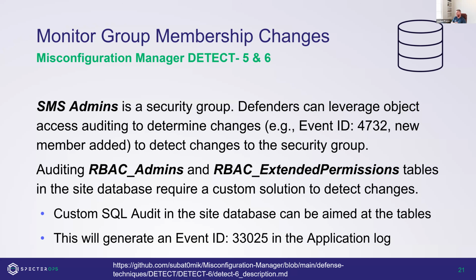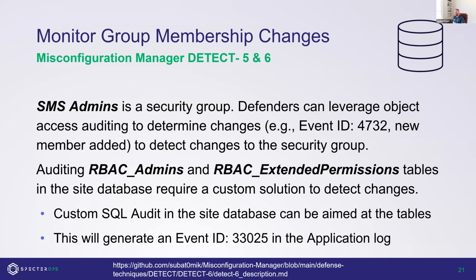But how do we monitor the RBAC admins table? We don't have some default Windows security event ID to tell us when someone is modifying a MS SQL database. So MS SQL database has the ability to do what's called custom SQL audits. And inside of custom SQL audits, you can point where you want your particular event ID to be generated. I think in the test that I did inside of the Misconfiguration Manager project, I decided to shoot it over to the application log, but I don't think there's anything stopping you from specifying the security log or system log.